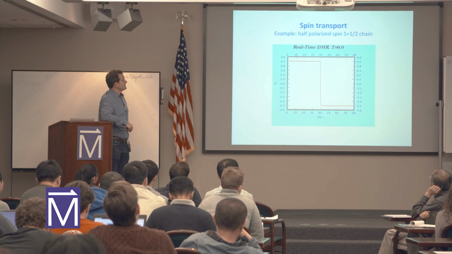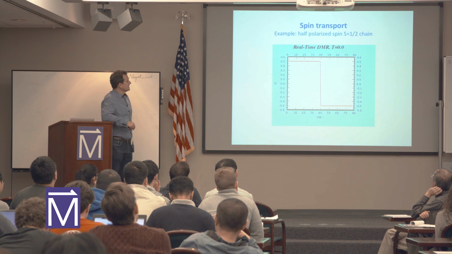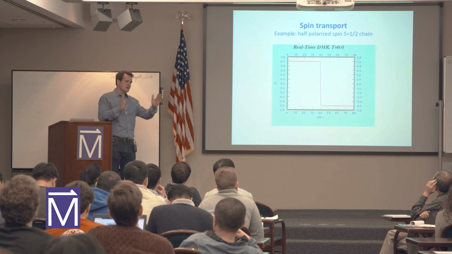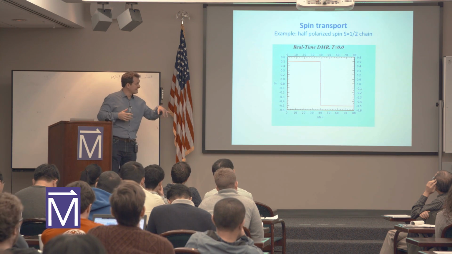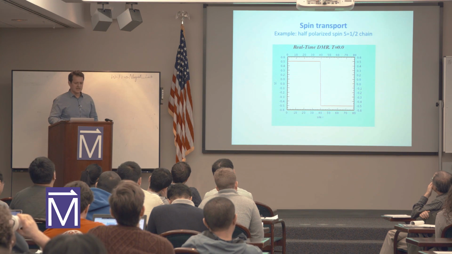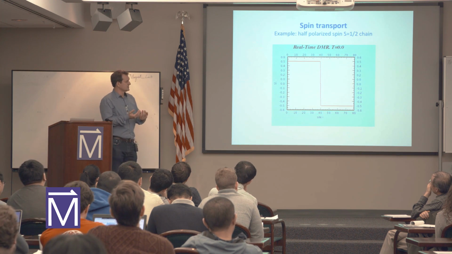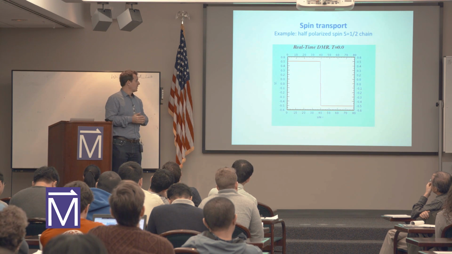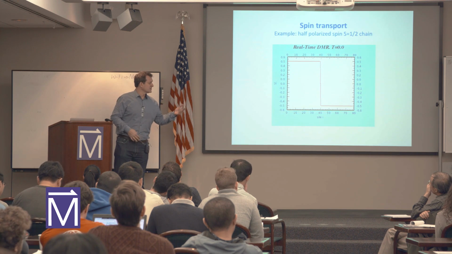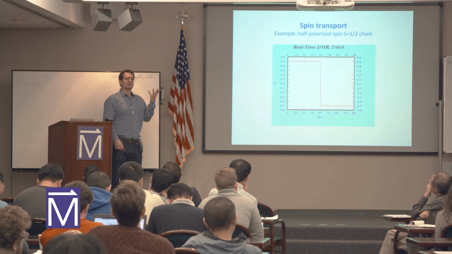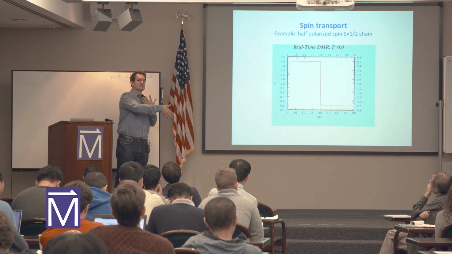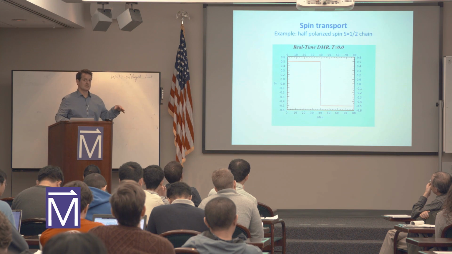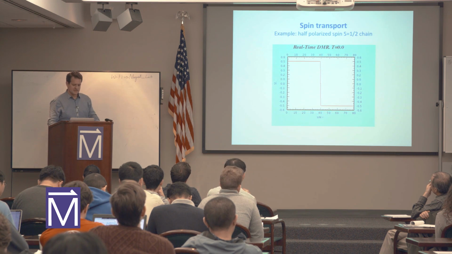This is an example of spin transport. Imagine that I have a half-polarized chain. I take a spin chain, I polarize half of it up, half of it down, and I can do that in DMRG. I mean, this is a trivial matrix product state. You can write it down by hand, or in DMRG you can apply a magnetic field in this direction to half of the spins, in the opposite direction to the other half of the spins, and do ground state DMRG. That will give you the initial state. And then you time evolve with the actual Heisenberg Hamiltonian.